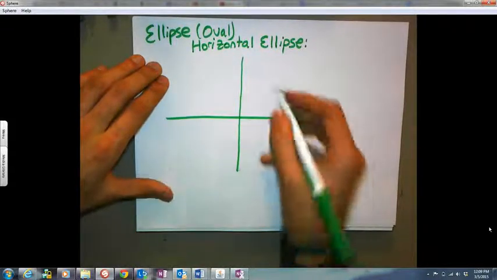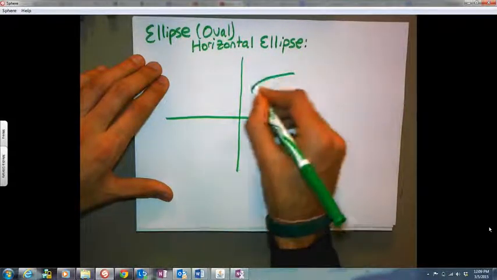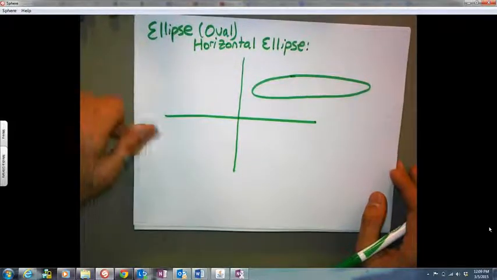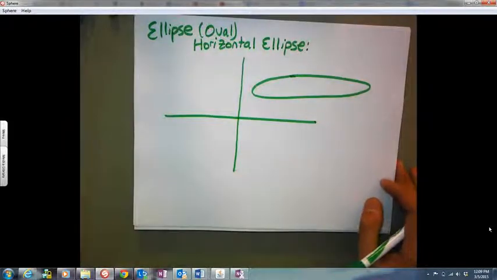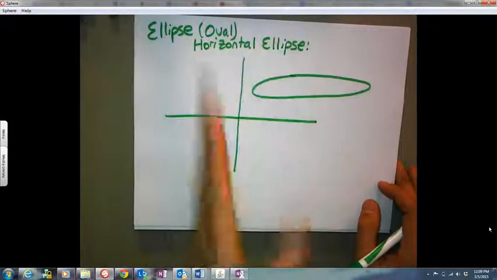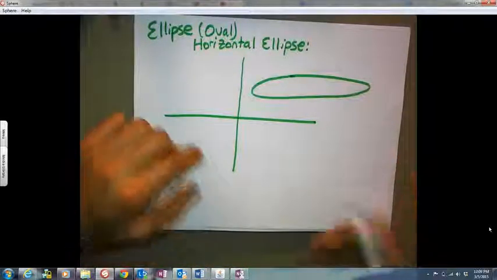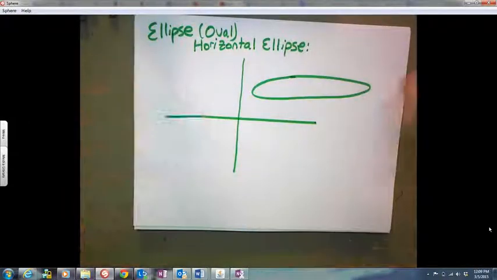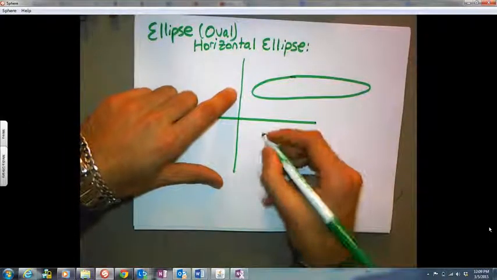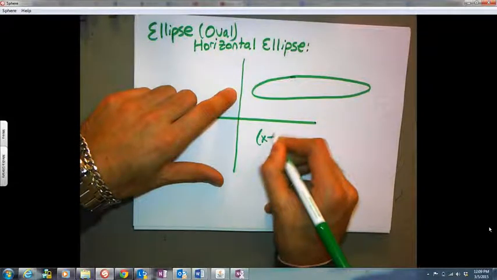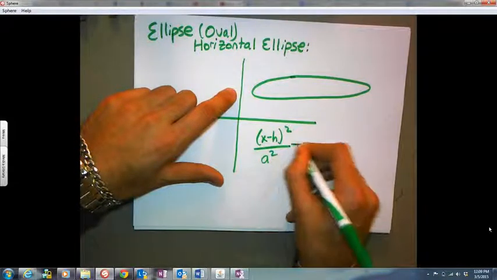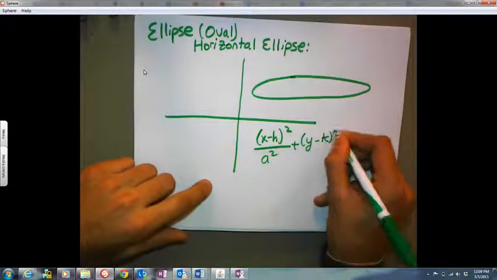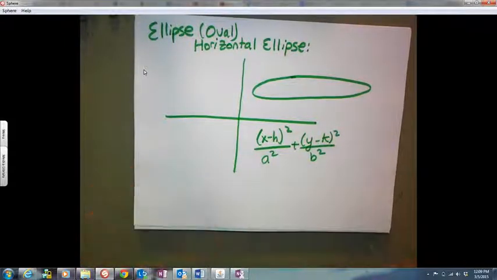So here's a horizontal ellipse. I want to do some analysis on this horizontally, and then we'll do a vertical one after that. We'll start horizontal. Every horizontal ellipse, every single one, horizontal because it's bigger horizontally than vertically, has this equation: x minus h squared over a squared plus y minus k squared over b squared.